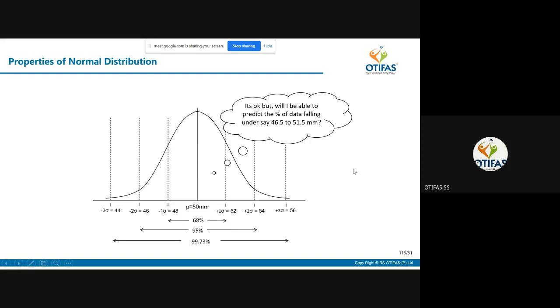But the problem is, it is easy for 48 to 52, but I don't want that. I want to know what percentage of the product falls between the measurements 46.5 and 51.5. In that case, what will I do? How can I predict it? Can you predict it? Yes, we can do it, by linking this distribution with a standard normal distribution.